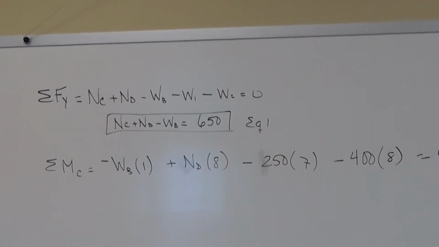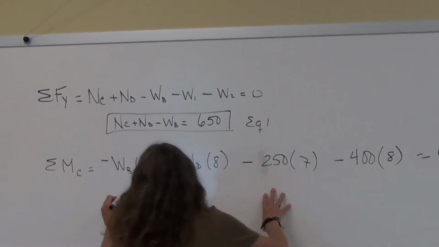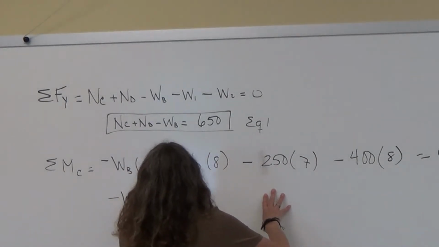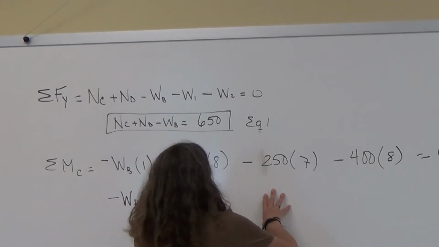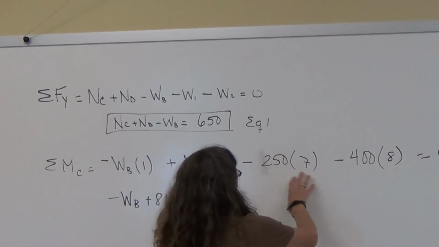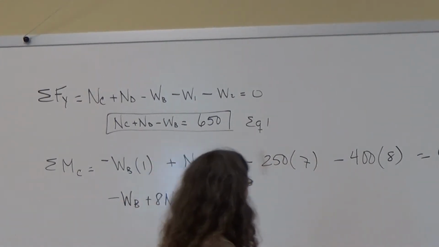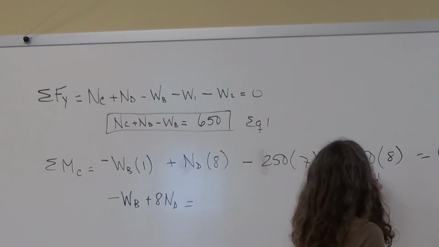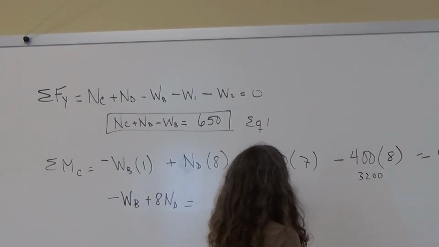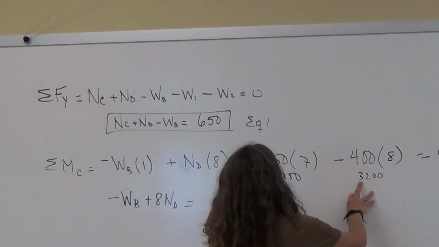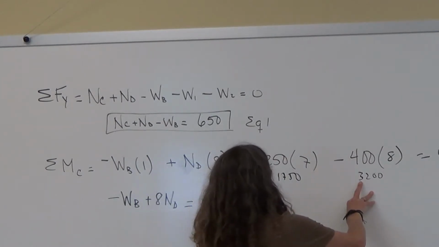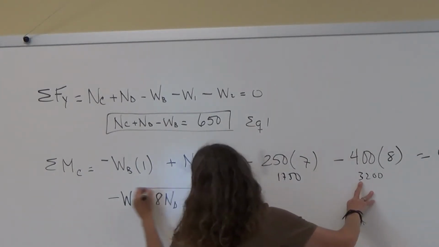Okay? All right, so what is this? Negative WB plus 8ND equals, what's 250 times 7? And then 400, so this is 3,200. Say it again? 1750. Good. So that's 4950.